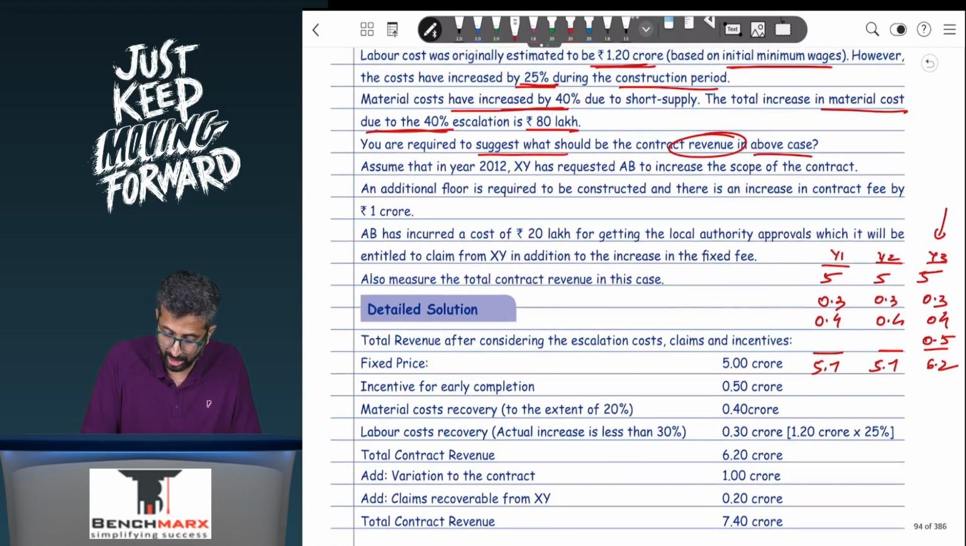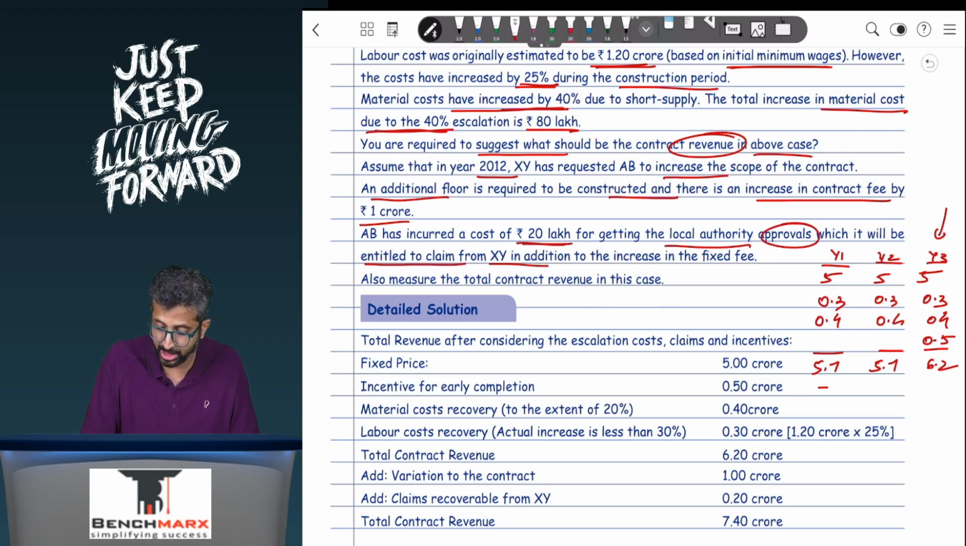Achha, assume that in the year 2012, that is in the second year, XY has requested AB to increase the scope of the work. An additional floor is required to be constructed and there is an increase in the contract fee by 1 crore. But that is in the second year. So there will be no impact in the first year for this. AB has also incurred a cost of 20 lakhs for getting the local authority approvals, which it is entitled to claim from XYZ in addition to the fixed fee. So over here, measure the contract revenue in such a case.